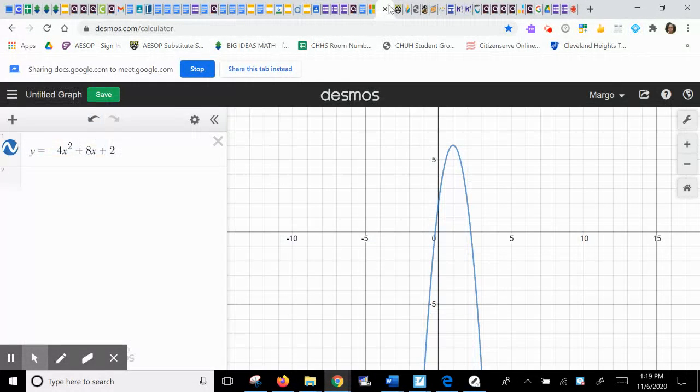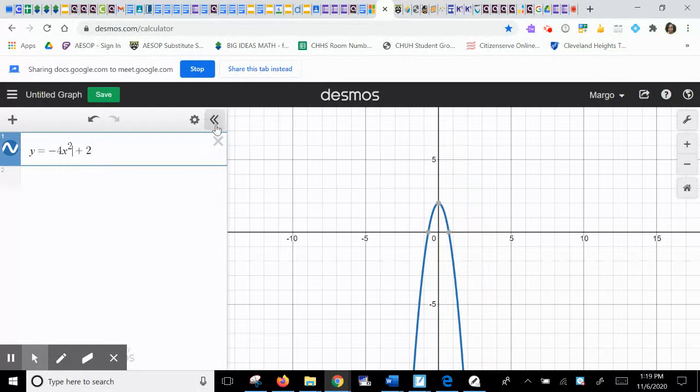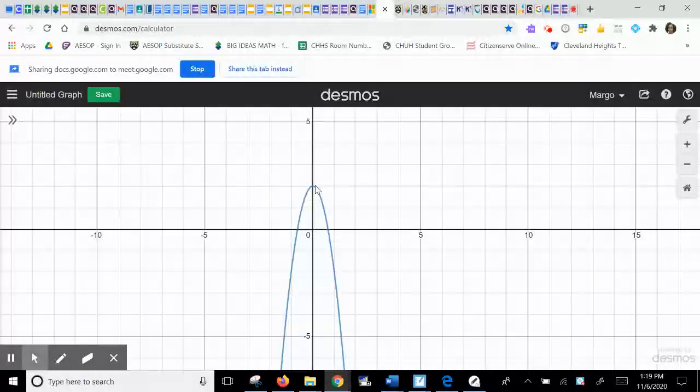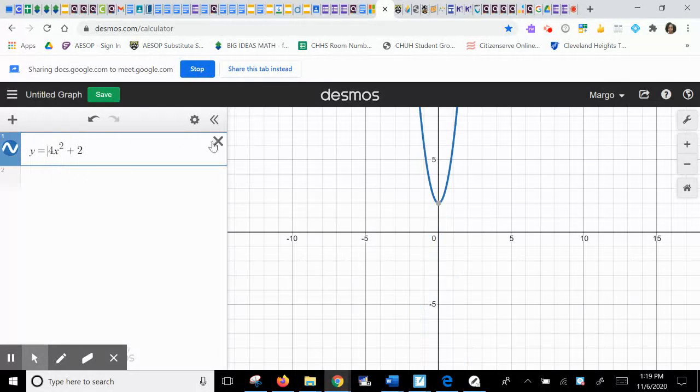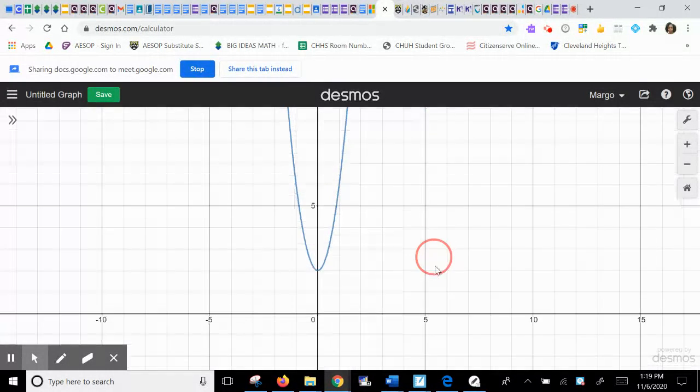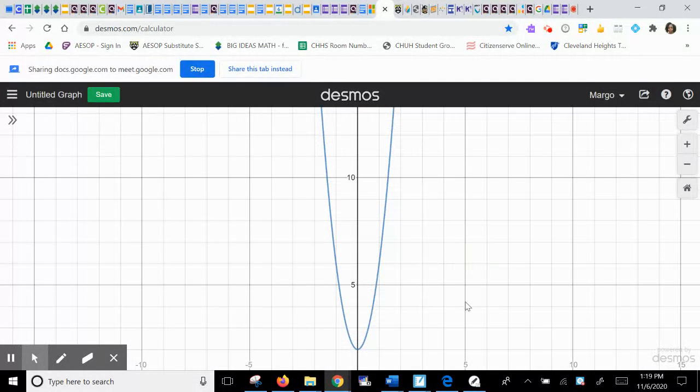Now, I want to say some other things. It is possible to have a parabola that does not have an x-intercept at all. I'll show you what that graph will look like. So see this graph? I'm sorry, this one does have an x-intercept. Let me change that. There we go. Okay. Sorry. So look at this graph.